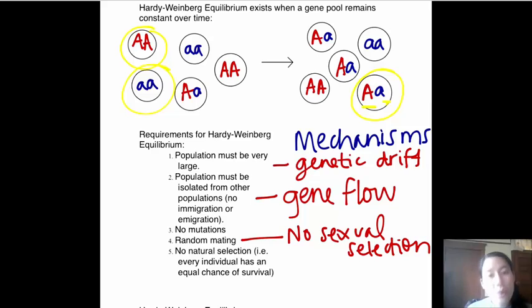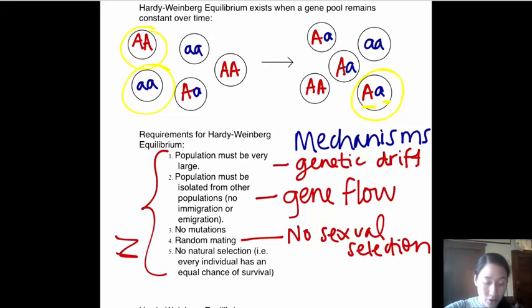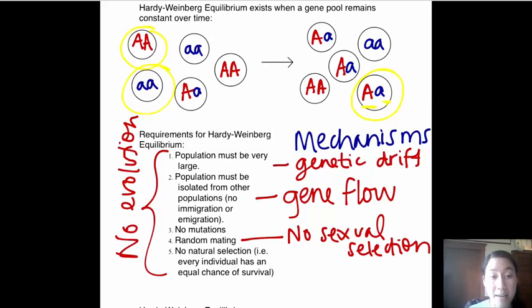And lastly, no natural selection. Every individual has an equal chance to survive. There are no selective pressures. No one is more fit. And if all of these things are happening in the population, then that means that there is no evolution going on. No evolution. The genes are constant over time. The population is not changing over time. Everything is constant. No evolution.